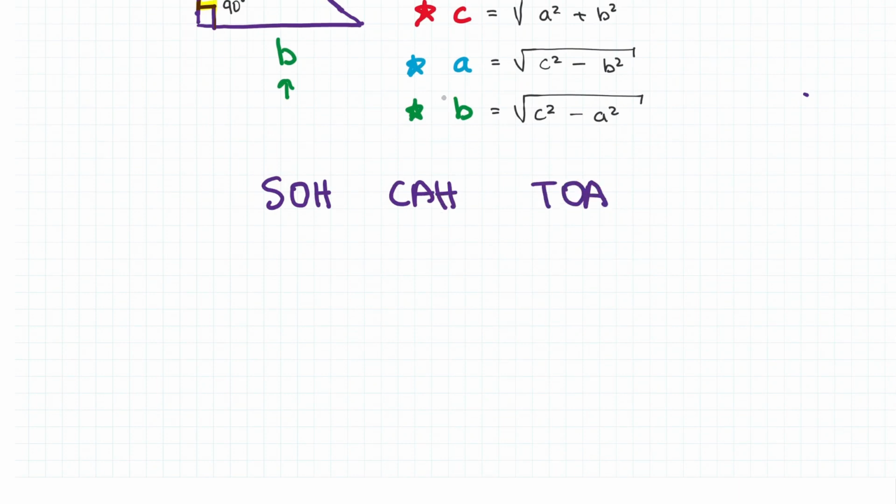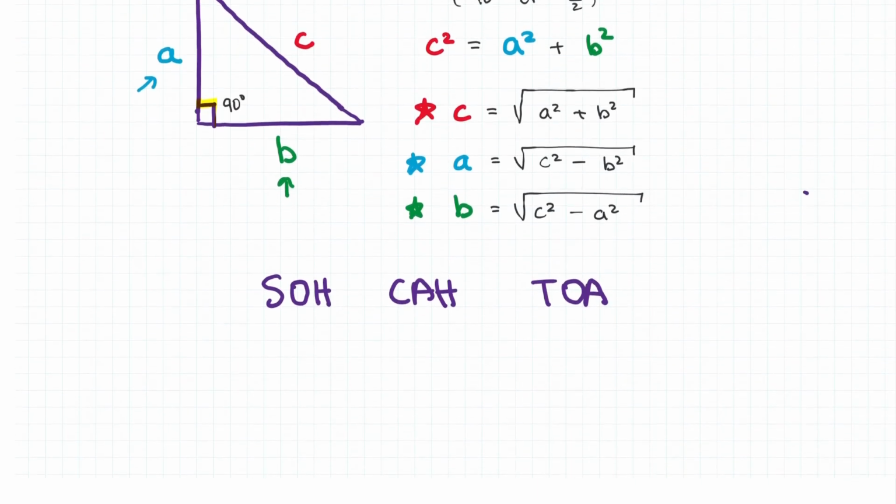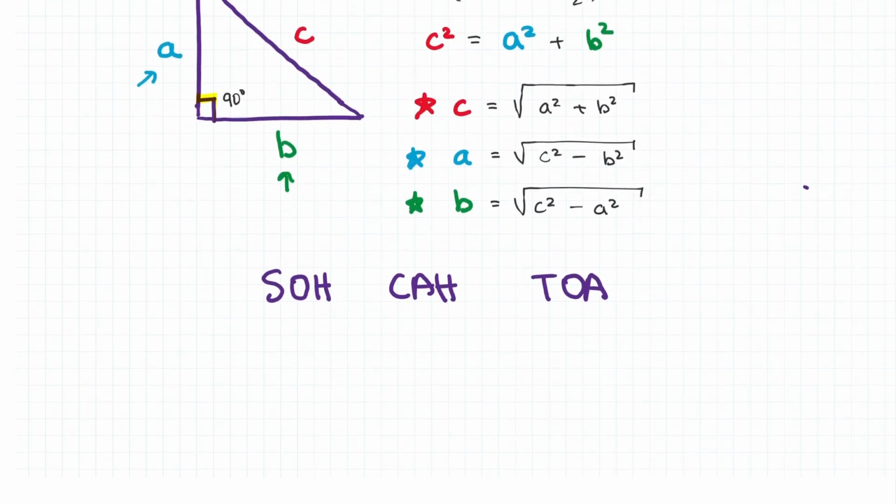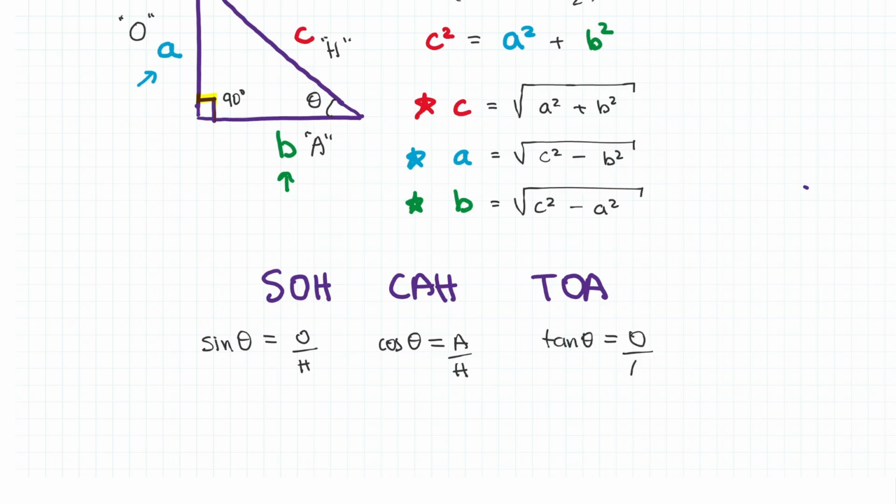SOHCAHTOA is a way to remember the trigonometric identities. Say we consider some angle over here. We're going to just look at this angle over here and denote that as theta. The side opposite to theta is our O, so that's our opposite. The side adjacent to our theta will be our A, capital A. And then the hypotenuse we'll just label as H. So this tells us that sine theta equals opposite over hypotenuse, cos theta equals adjacent over hypotenuse, and tan theta equals opposite over adjacent.